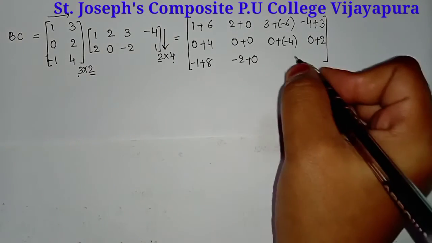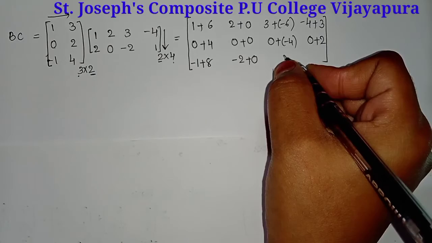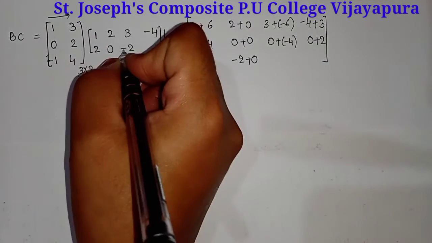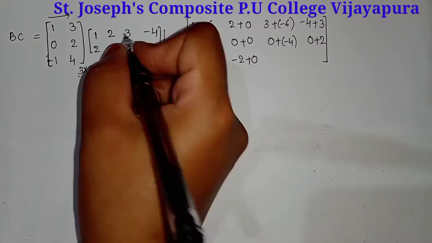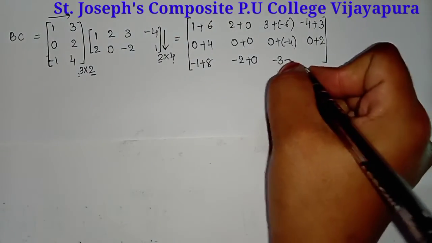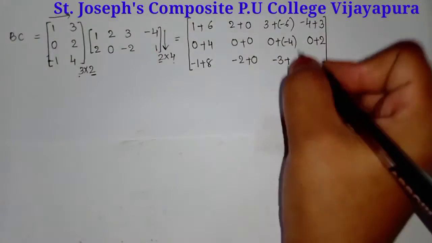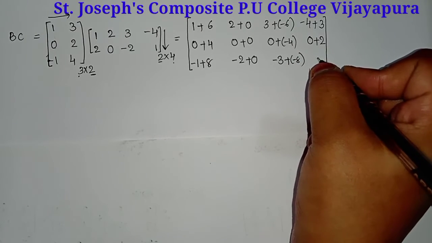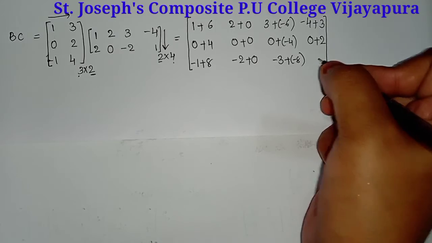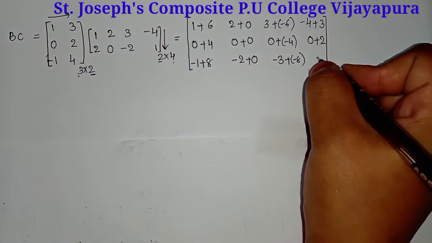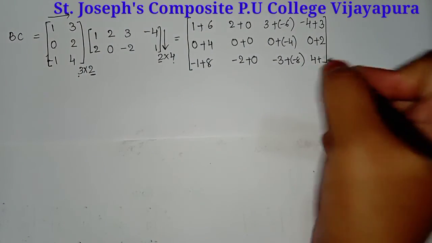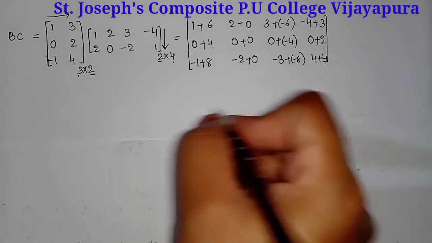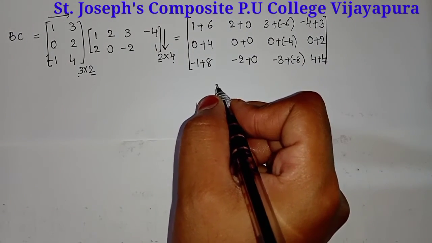Next element will be A33, which means third row, third column. Multiply the corresponding elements, then add. Minus 1 into 3 is minus 3, plus 4 into minus 2 is minus 8. Our next element will be the last element, that is A34. Minus 1 into minus 4 is plus 4, plus 4 into 1 is 4. So now we have to simplify to get the matrix BC.